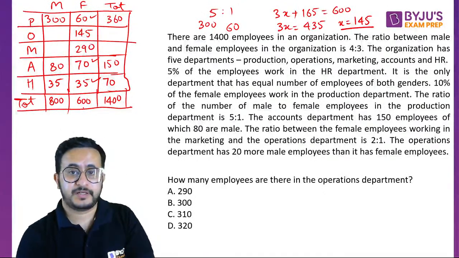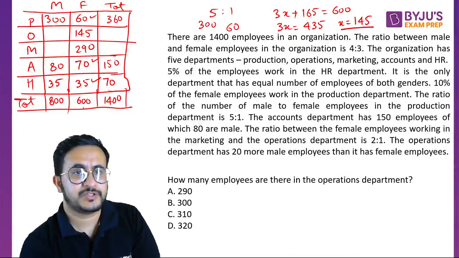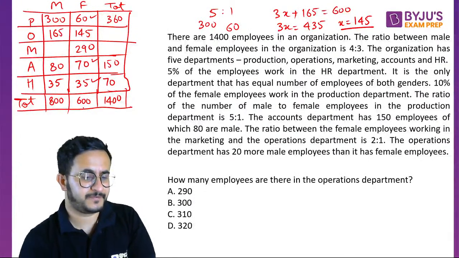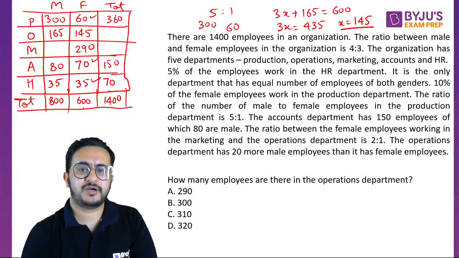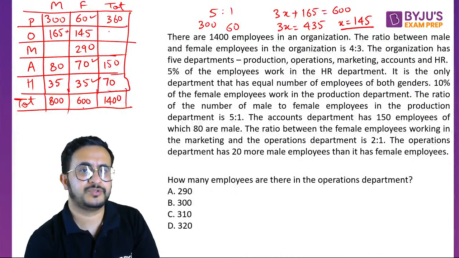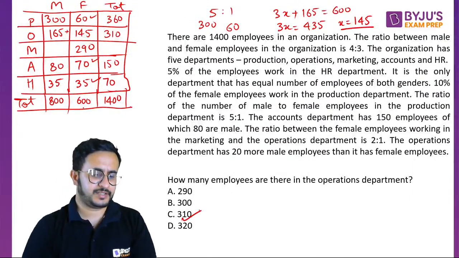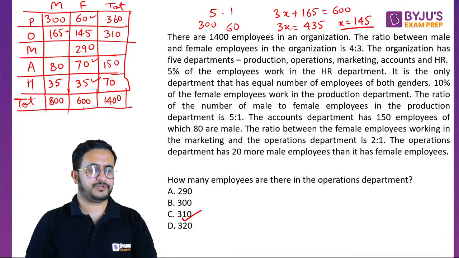Now, we are given that the operations department has 20 more male employees than female employees. So there are 145 female employees, male employees will be 165. The question is how many employees are there in the operations department? So add this, you shall get 310. The answer is 310. Okay, so Anirudh, you got it right.